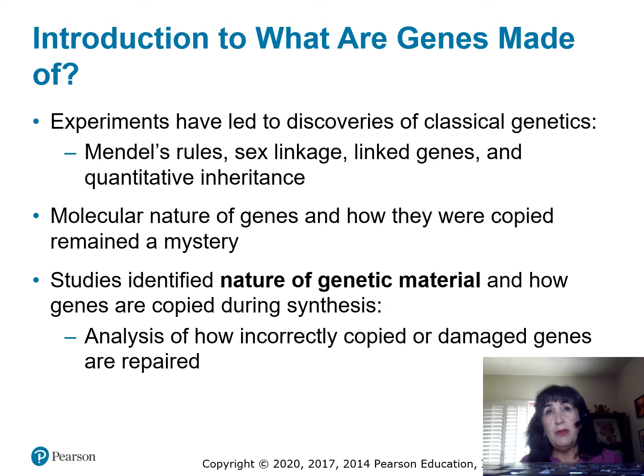So experiments have led to discoveries of classical genetics. Remember, when Mendel was looking at his pea plants, he had no idea of a chromosome or the genes located on the chromosome that code for traits. The molecular nature of genes and how they were copied remained a mystery for a long time until maybe the 1950s. Studies identified the nature of genetic material and how genes are copied during synthesis. And so this is what this chapter is about.